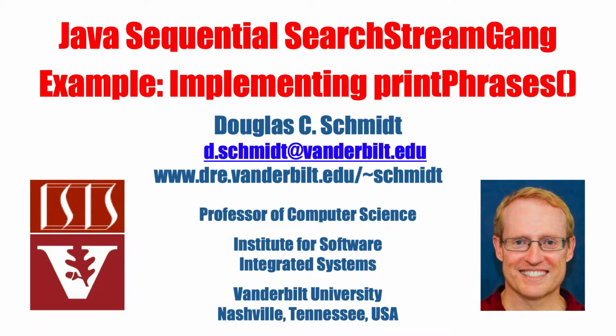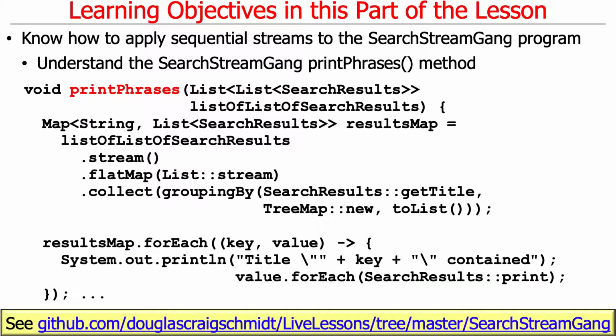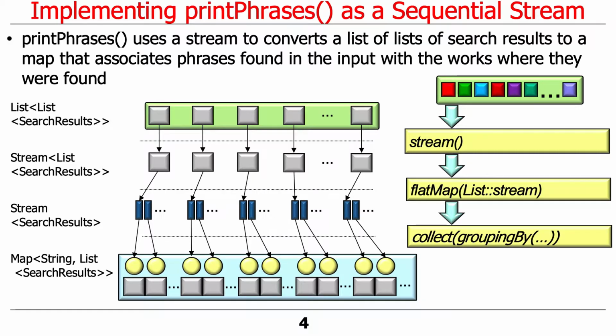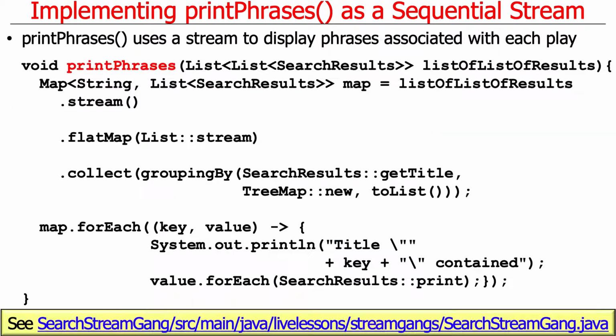So now that you've seen how to visualize print phrases, let's see how you might implement it. And this will give us a chance to talk about some other features that are pretty cool. As we talked about, print phrases uses a stream to convert a list of search results to a map that will associate the phrases in the input with the works where they were found. So that's kind of the big picture view of how the whole thing is visualized. And let's take a look now at what the code actually will reveal.